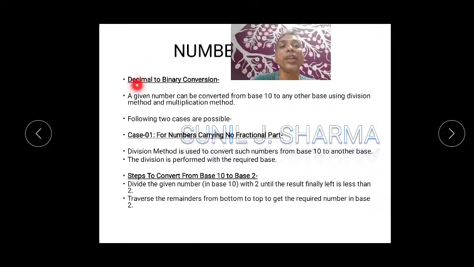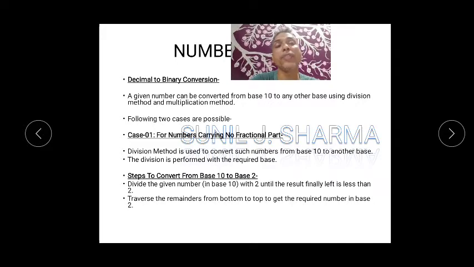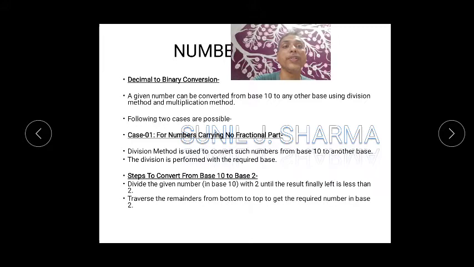Can you see decimal to binary conversion? You don't have to remember or learn the things by heart. Mostly we will solve them like in your maths, the same way you have to solve this. A given number can be converted from base 10 to any other base using the division method and the multiplication method. So we will be dividing and multiplying.